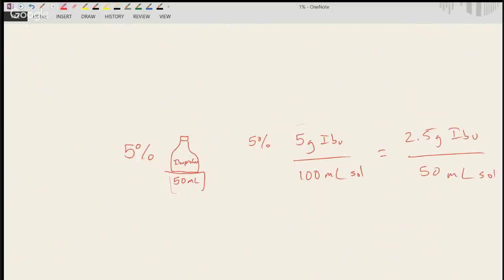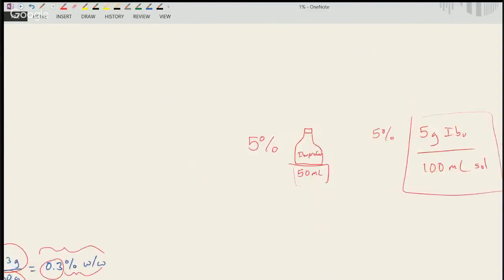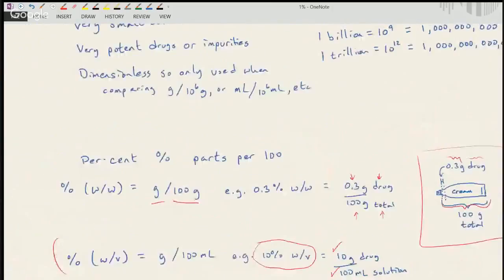And you can see that we did the same thing that we did before. We created a ratio from the percentage. 5% means 5 grams of ibuprofen per 100 mL of solution, and we equated it to X grams ibuprofen over the given volume: 2.5 grams of ibuprofen per 50 mLs of solution. So let's look at some examples.